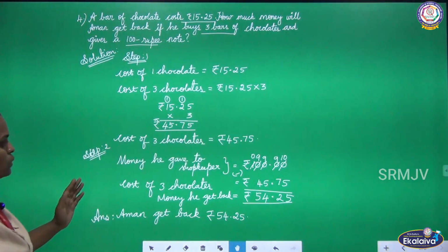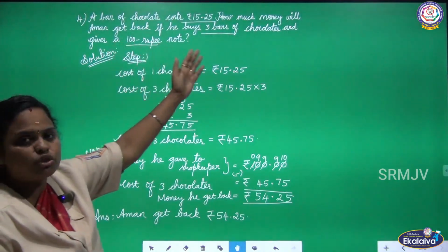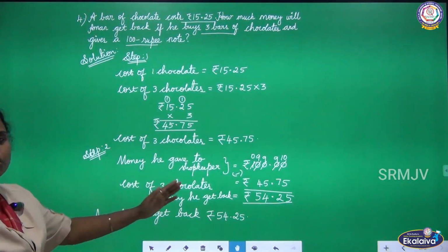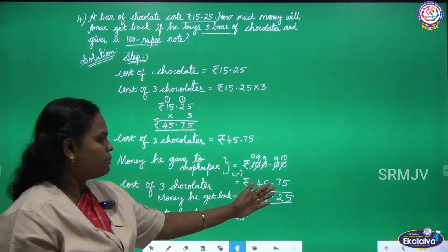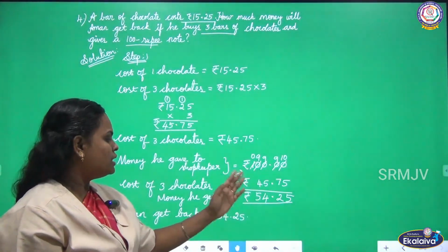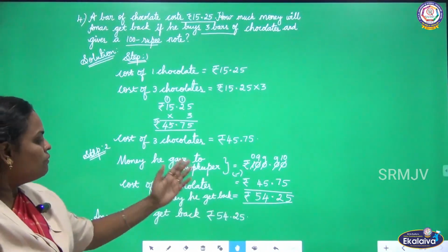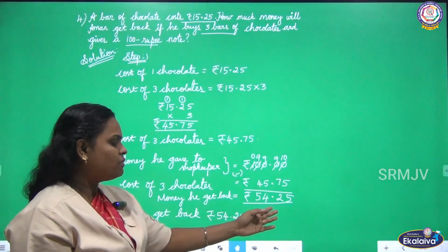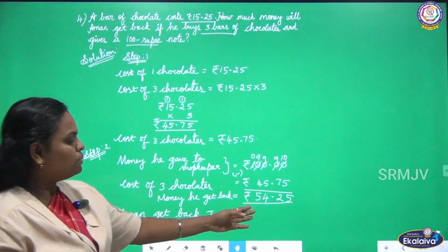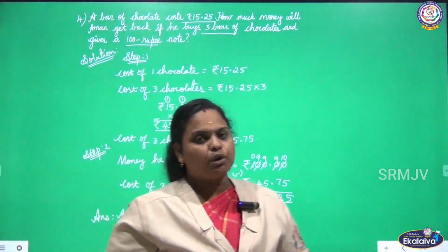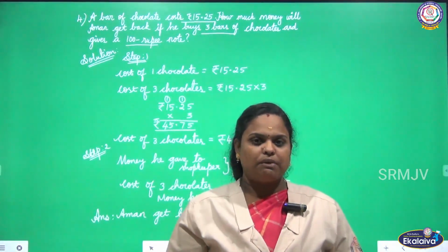Then in step 2, how much money he has given to the shopkeeper? Rupees 100. Next, what is the cost of 3 chocolates? 45 rupees 75 paise. So if you subtract from 100, you will get the amount, that is how much the shopkeeper will give, that is money Aman will get back. So how much Aman will get back? Rupees 54 rupees 25 paise. So we have completed exercise 3.3, money chapter also we have completed.